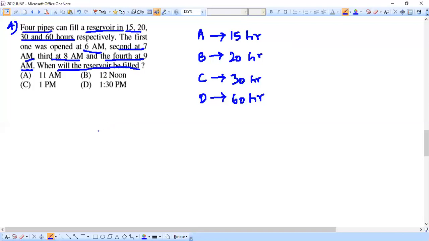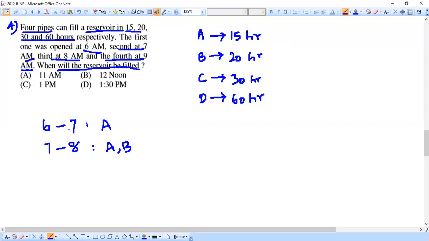So what we can understand is, from 6 a.m. to 7 a.m., only pipe A alone is working. Next, for the next 1 hour, 7 to 8, at 7 a.m. they are opening the second pipe also. From this, what can we understand? From 7 to 8, for the next 1 hour, both pipe A as well as B are working. Do you understand this? See here, at 6 a.m. they're opening pipe A alone. At 7 a.m. they're opening pipe B.